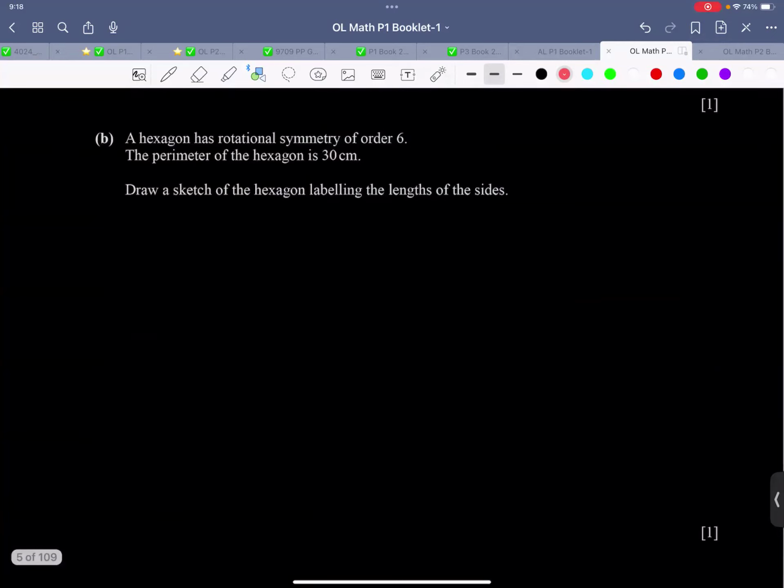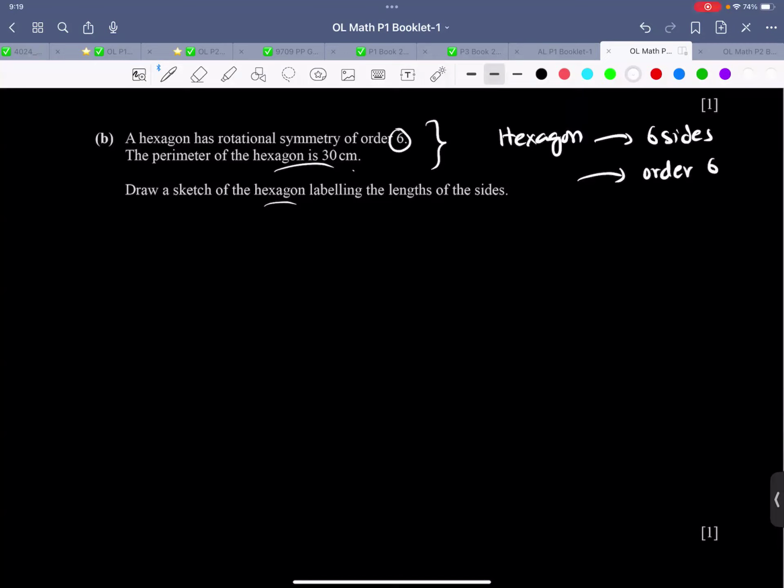Now, question number 6, part B. A hexagon has a rotational symmetry of order 6, and the perimeter of the hexagon is 30. Draw a sketch of the hexagon, labeling the lengths of the side. A hexagon, first of all, has 6 sides, and if it has a rotational symmetry of order 6, that means it's a regular hexagon. That is the thing that they want you to comprehend and infer and deduce.